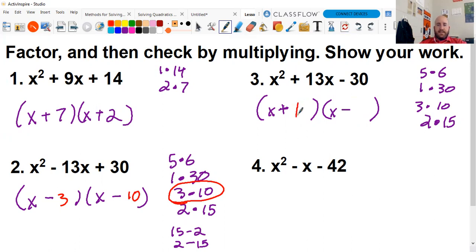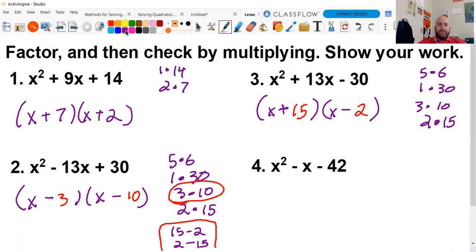Well, that's not right. Let's erase it. Let's try 10 minus 3. All that did was flip it around. 10 minus 3 gives me positive 7. So 10 and 3 don't work. What about 15 and 2? Didn't I say 15 and 2 could also combine to give me 13? Yes, I did. And I showed it right here. I could do 15 minus 2 or 2 minus 15. So which of those is going to give me positive 13? 15 minus 2. So here we go. 15 minus 2 is positive 13. 15 times negative 2 is negative 30.